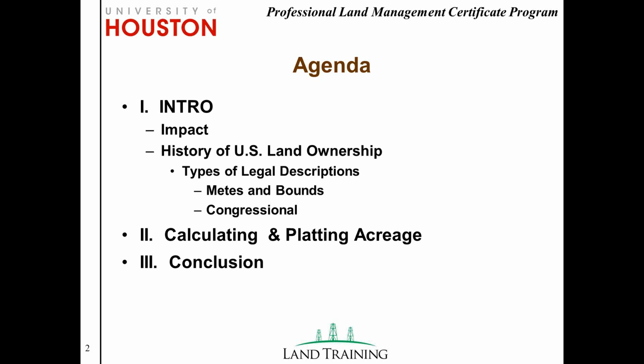they brought with them. But over the years, the system switched from metes and bounds to congressional, or the rectangular survey system. And I want you to understand why there was a switch and what the advantages of this new congressional survey system are. And then we'll conclude with how properties are calculated and how acreage is platted out. And then we'll wrap up with a conclusion. So let's begin with the importance of an accurate legal description.